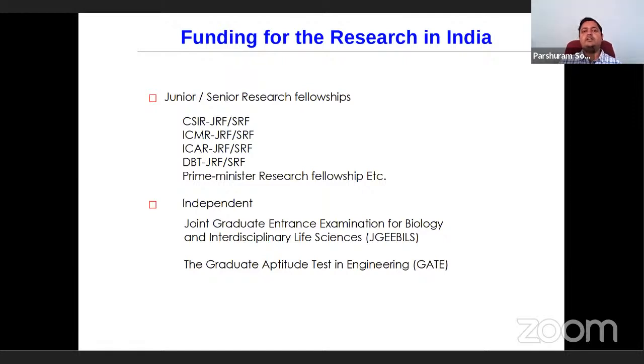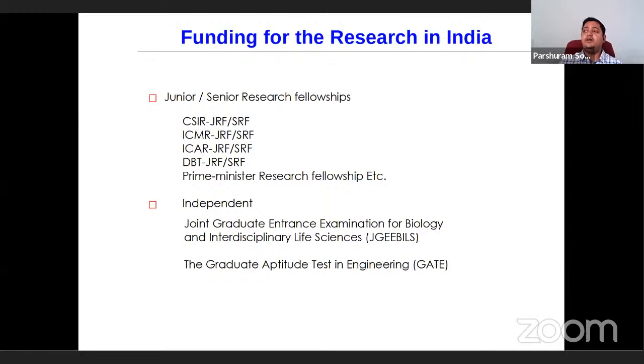And the key, or the first step, to get into this institute is to qualify some of these fellowship programs, such as the JRF or SRF fellowships from CSIR, as well as ICMR, ICAR, DBT, and even, a couple of years back, the Prime Minister started new research fellowships as well.